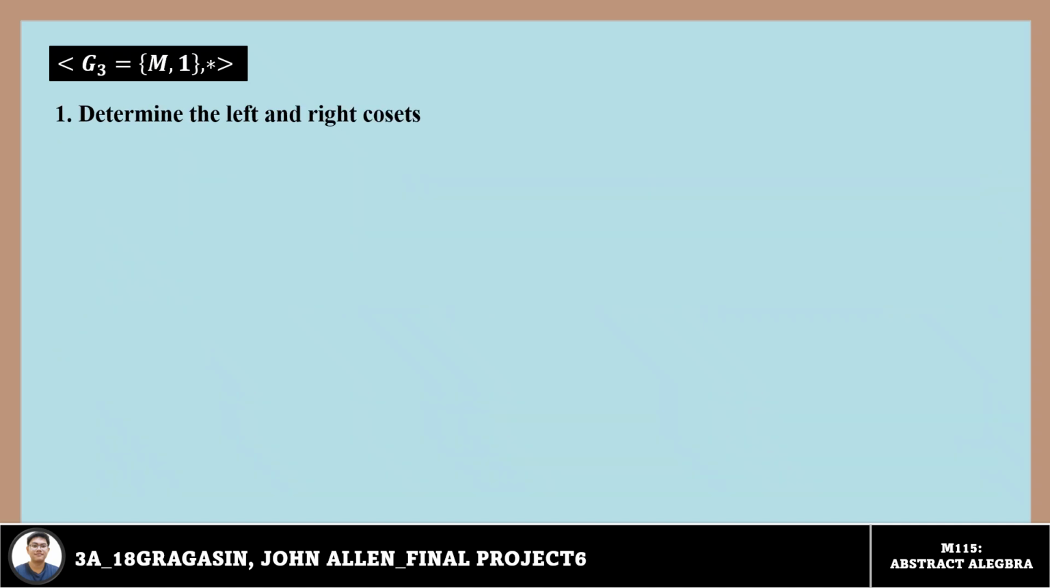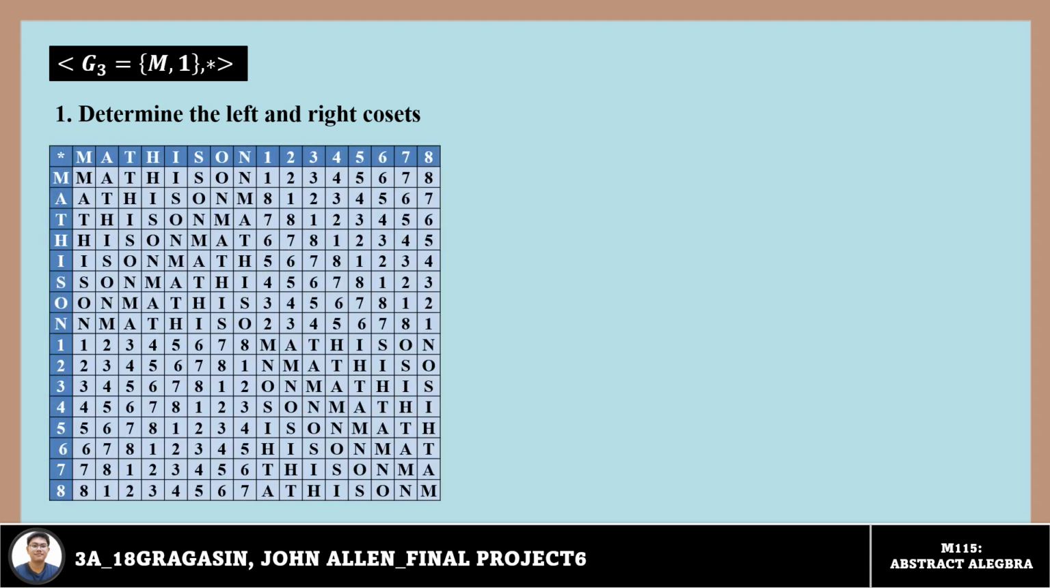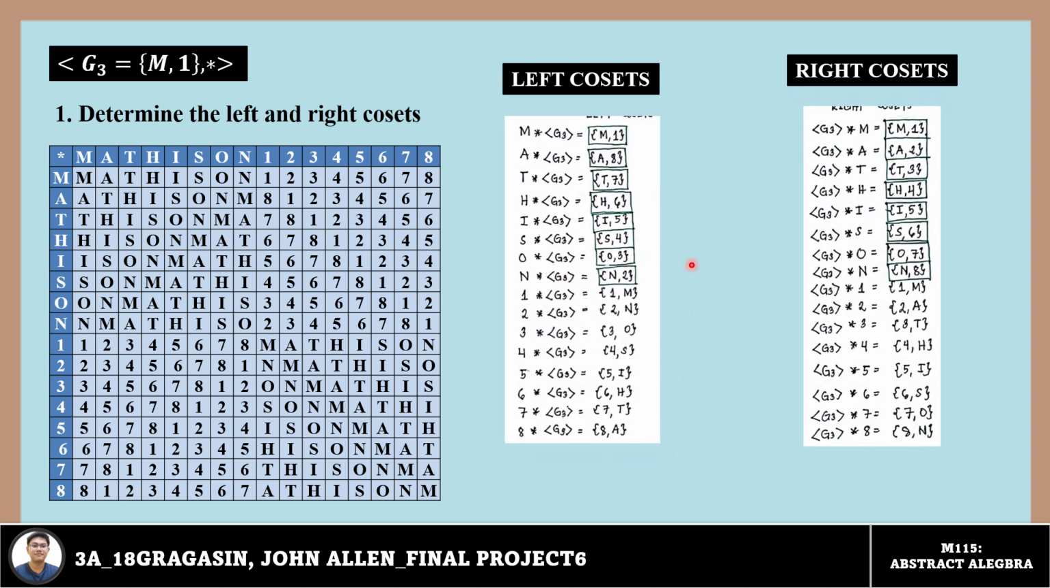And then next, for our G sub 3 with elements M and 1 under the binary operation. So let's determine its left and right cosets. So we have here, as you can see here, all the elements that have been boxed are the left and right cosets. And then the process is just like what we did earlier.